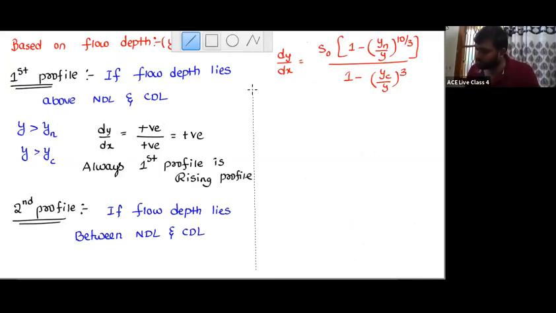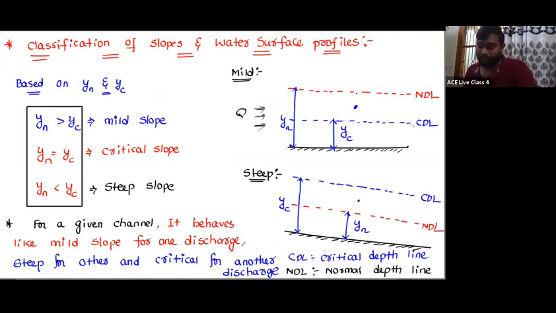But now, when I use the word between, in the case of the steep, it is different. In the case of the mild, it is different. If I take this point as a steep, this Y is going to be below CDL and above NDL. Yes or no? And in the case of the second profile in mild, Y is below YN and above YC.